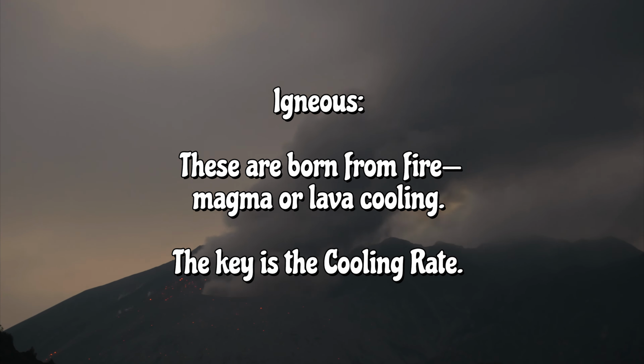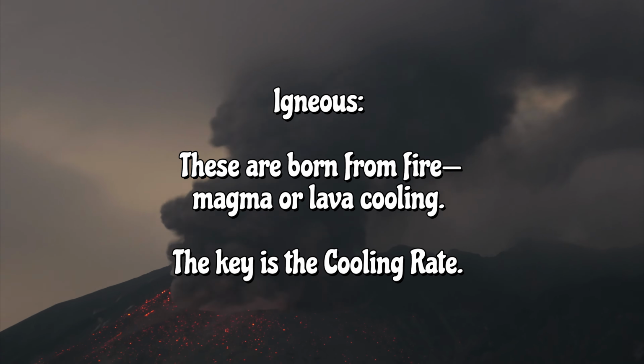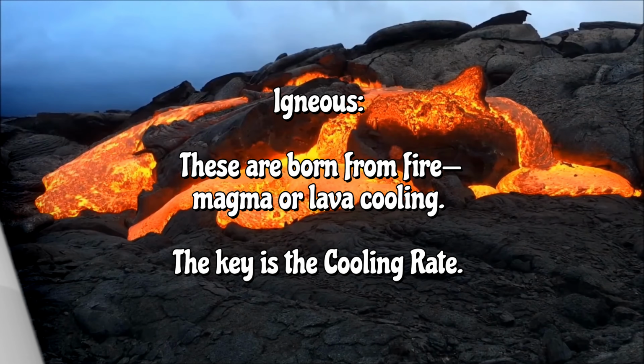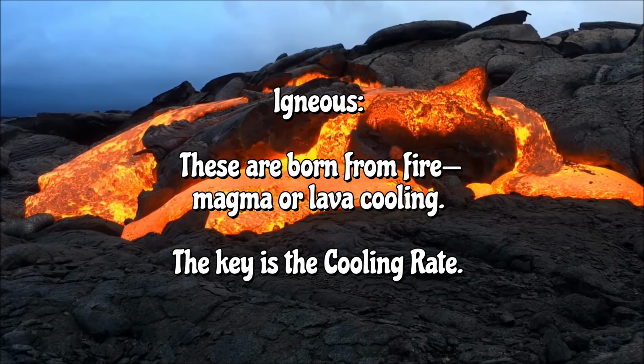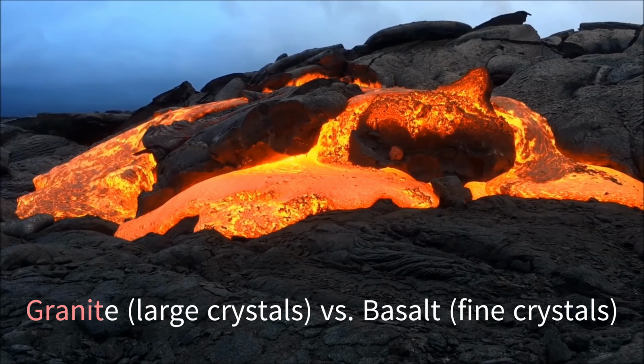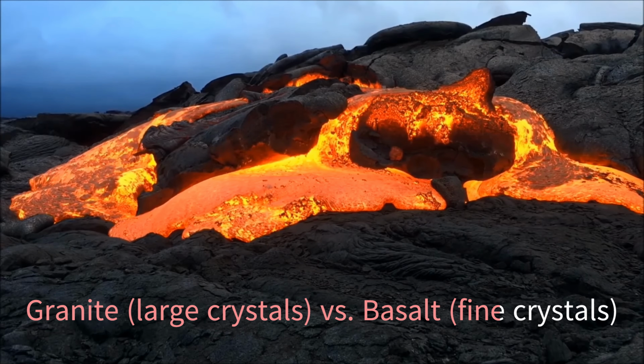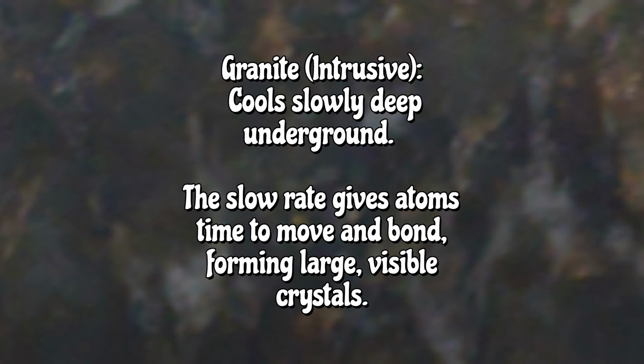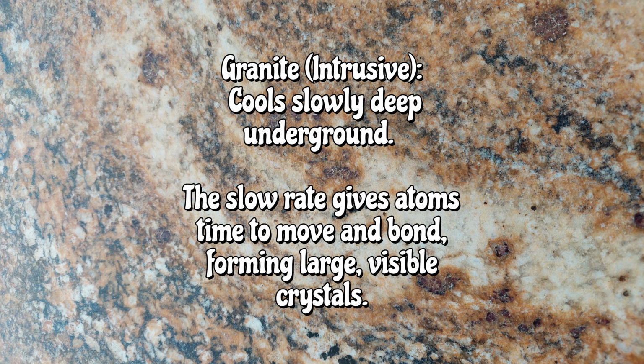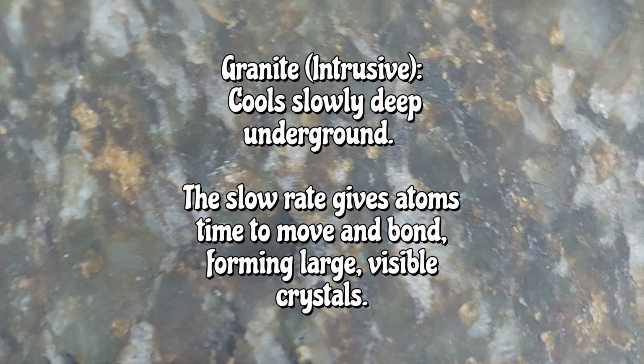Igneous. These are born from fire, magma or lava cooling. The key is the cooling rate. Granite, large crystals, versus basalt, fine crystals. Granite, intrusive. Cools slowly deep underground. The slow rate gives atoms time to move and bond, forming large, visible crystals.